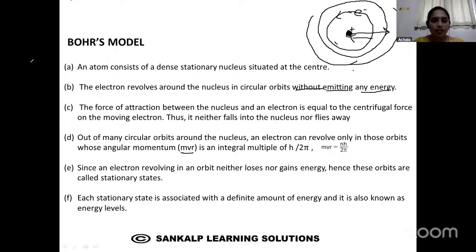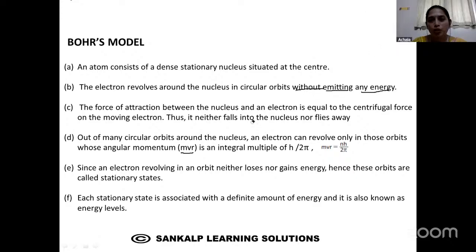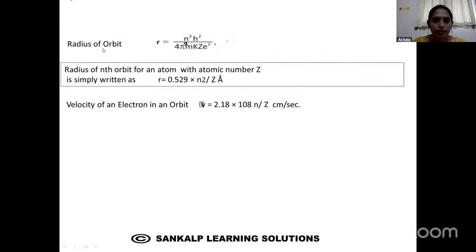These are the important postulates of Bohr's atomic model. Then, how to find out the radius of the orbit? We know that the nucleus is at the center and electrons are revolving around the nucleus. And if I consider the atom as spherical, as we know, then what is the radius of this orbit? How to find out the radius of the orbit?